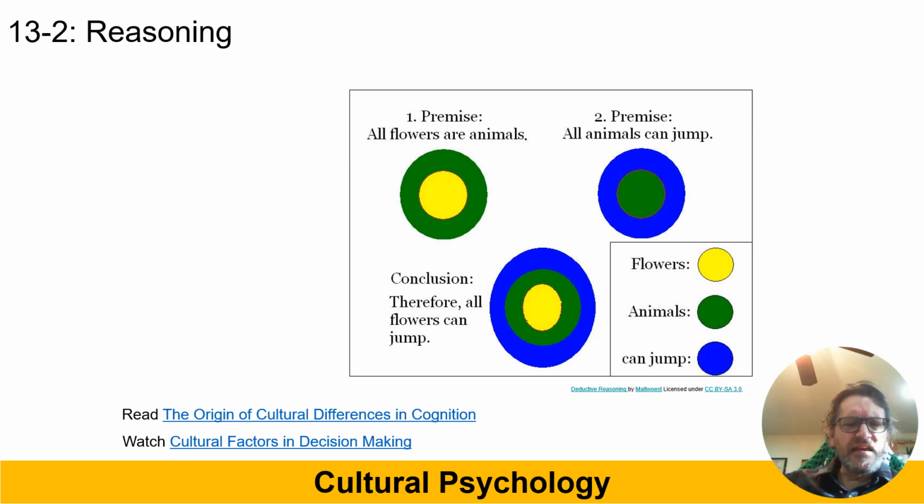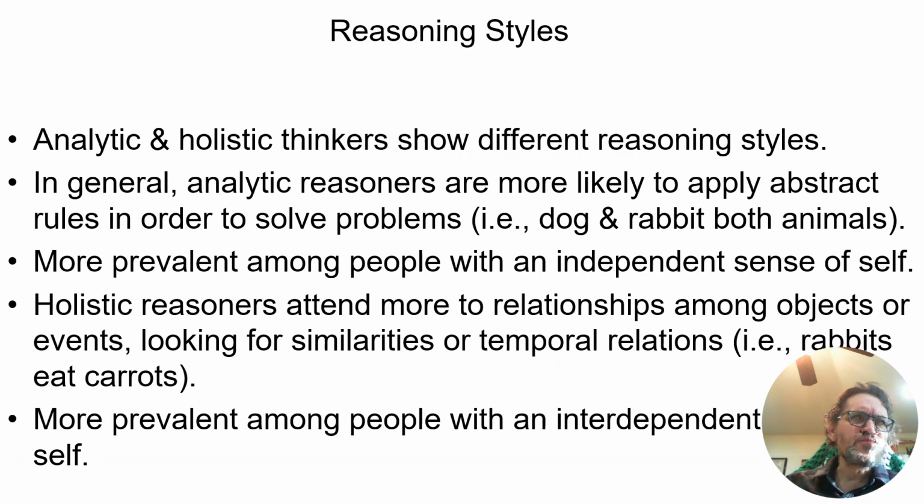Because of differences in analytic and holistic thinking, you find that East Asians and Westerners tend to differ in the way that they reason as well. In general, analytic reasoners are more likely to rely on abstract principles, let's say a dog and a rabbit are both animals, whereas holistic thinkers are more likely to reason differently. That is to say, they would see the relationship between rabbits and carrots and think they belong together simply because that's how the relationship works.